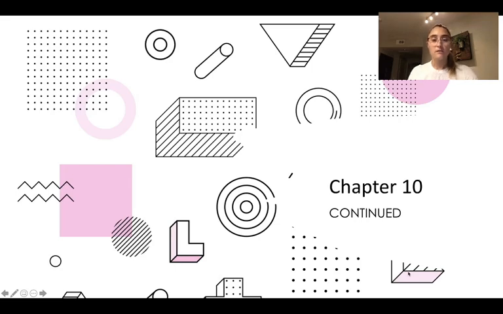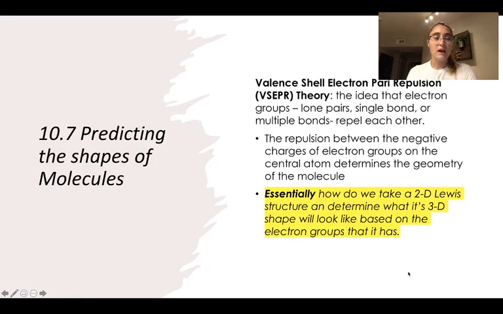Hi guys, okay, so we're looking at chapter 10 continued and we're actually on 10.7 now. So we wrapped up Lewis structures last week. We'll spend a little bit more time in class with those, but now we're going to move on to shapes and geometry. So this is 10.7 and it's going to look at molecular and electron geometry as well as the VSEPR theory. So 10.7 is predicting the shapes of molecules.